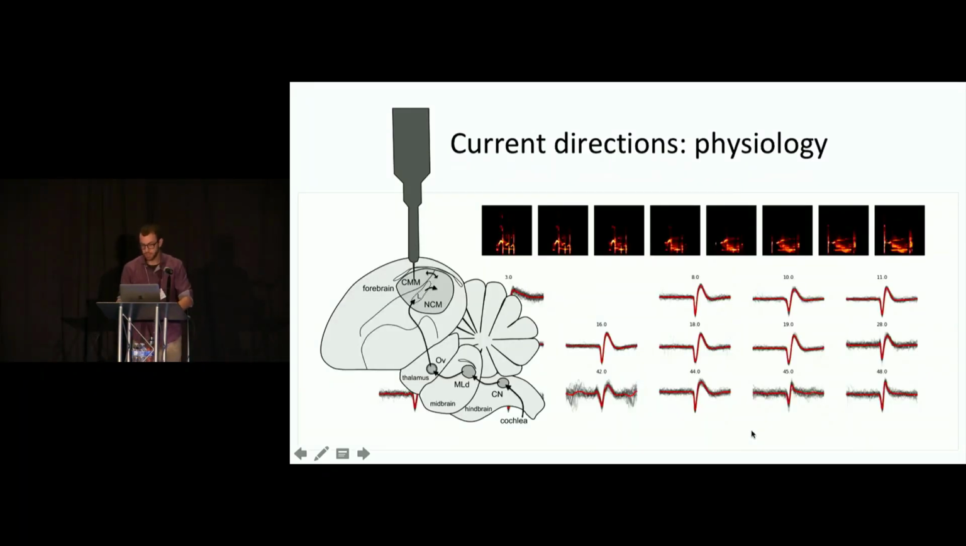Okay, so now this is kind of current things that I'm working on. In ongoing physiological investigations, I'm recording from secondary auditory regions in the songbird brain. Basically I'm recording from these regions CMM and NCM, which are just two secondary auditory regions in the songbird brain. And I'm playing back these stimuli while the birds are anesthetized, recording from 32-channel extracellular electrodes, getting populations of single neurons that I can perform analyses on.